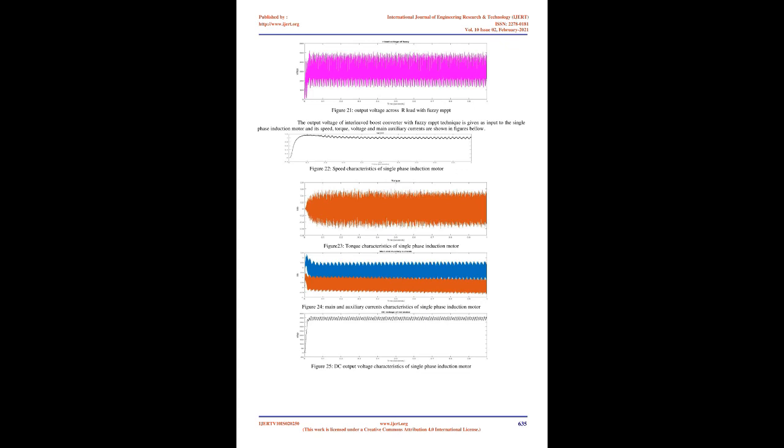The voltage characteristics of the PV panel and interleaved boost converter with the fuzzy MPPT technique are shown in Figures 20 and 21. The PV panel output voltage is stepped up from 92.4V to 465.65V compared to the PNO method. More voltage is continuously tracked at all conditions by using the fuzzy method. The output voltage of the interleaved boost converter with fuzzy MPPT is given as input to the single-phase induction motor, and its speed, torque, voltage, and main and auxiliary currents are shown in the figures below.